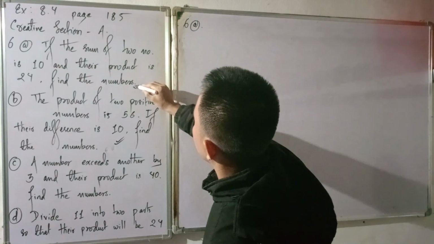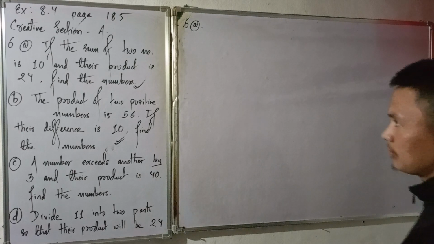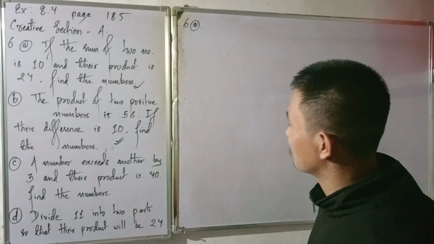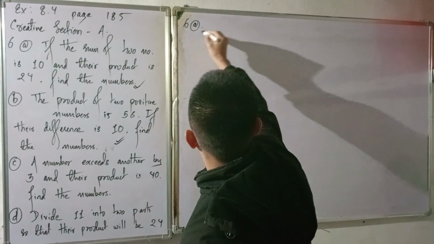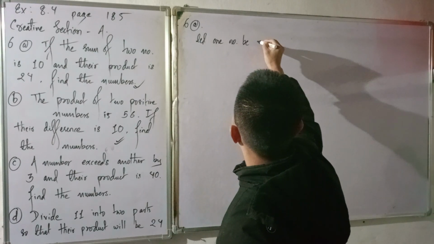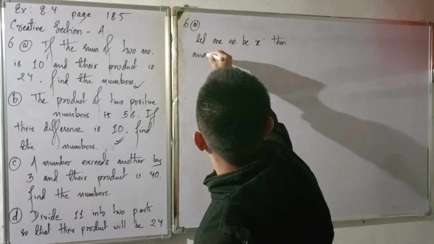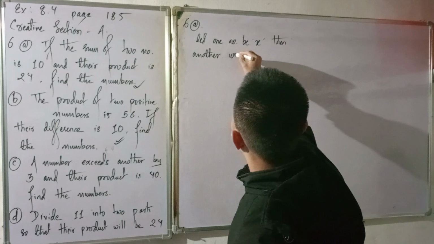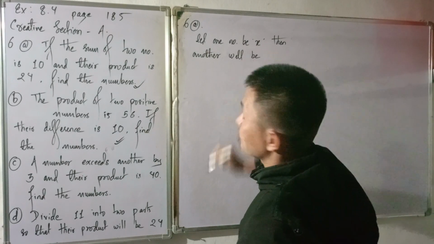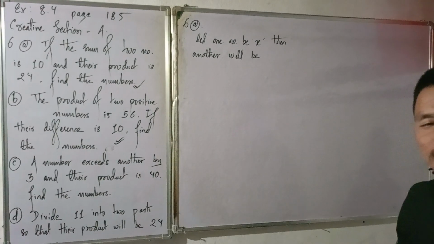Now in 6A, let's read out the question for you. If the sum of two numbers is 10 and their product is 24, find the numbers. So in this case, what to suppose? Let one number be x, then what will be the another? Just guess. Okay, I'll take you. I'll explain you with examples.